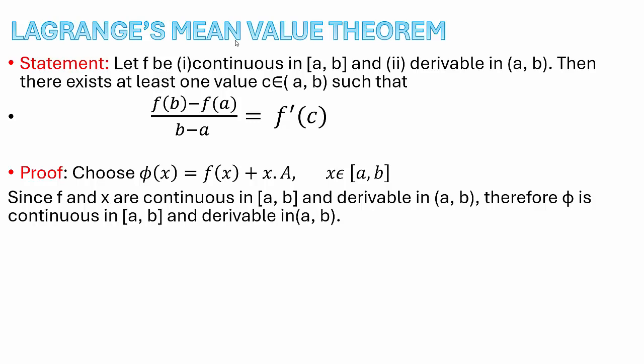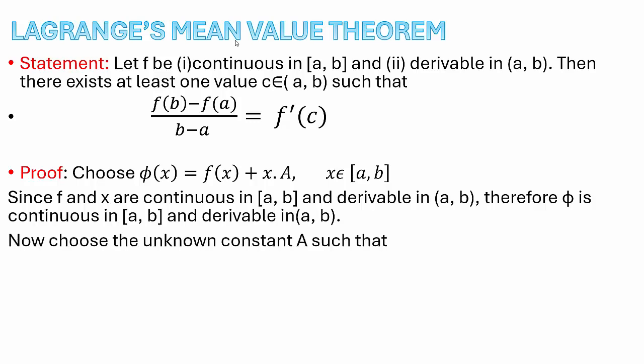Since f and x are continuous in closed interval [a, b] and derivable in open interval (a, b), we have phi is also continuous in closed interval [a, b] and derivable in open interval (a, b), because we know that the sum of two continuous functions is a continuous function and the sum of two derivable functions is again a derivable function. That's why phi is a continuous function in closed interval [a, b] and phi is derivable in open interval (a, b).